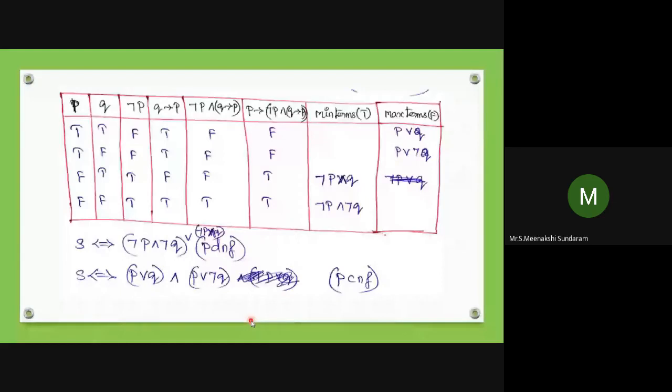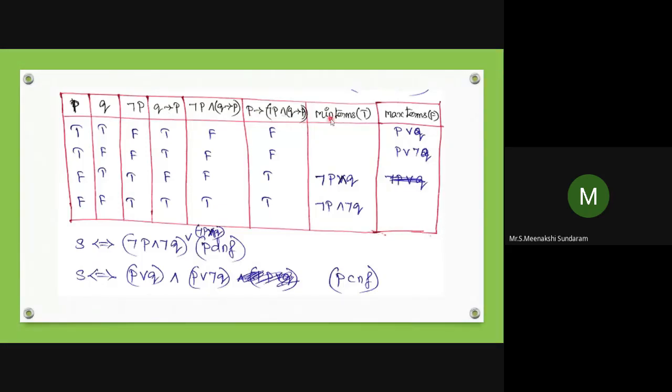Q meaning true, false, true, false. Negation P: false, false, true, true. I can write the negation of the given term by taking it as P. Q tends to P. A question is missing, I think. I can write this as the final answer of the question: P tends to negation P, conjunction Q tends to P.